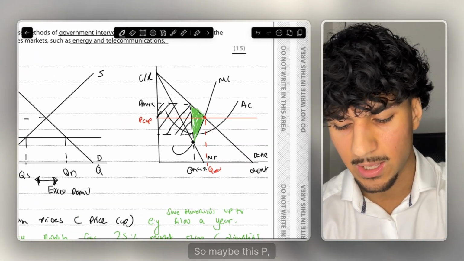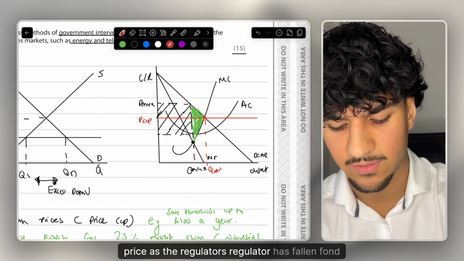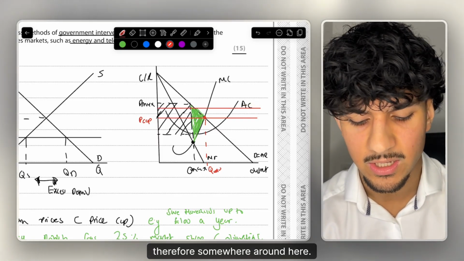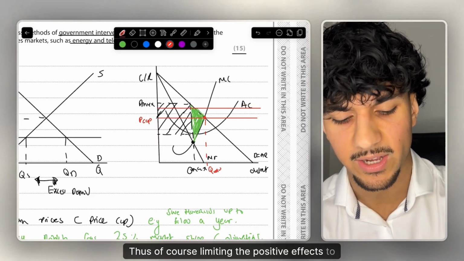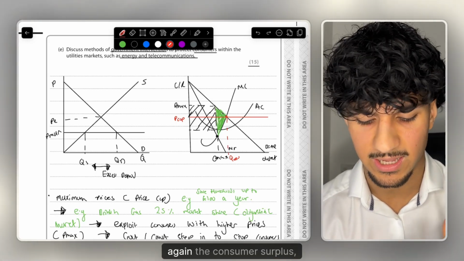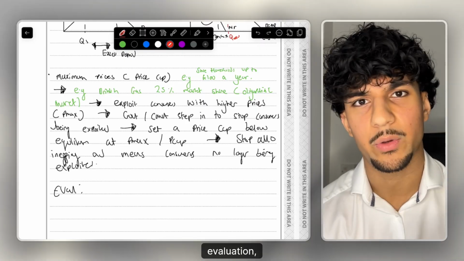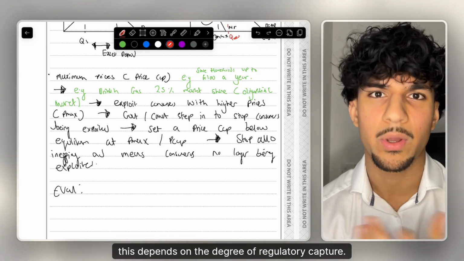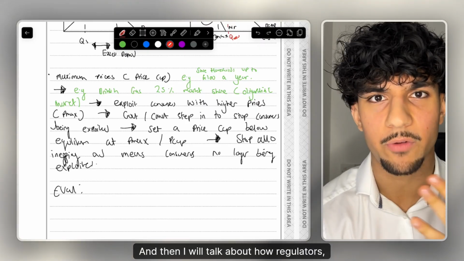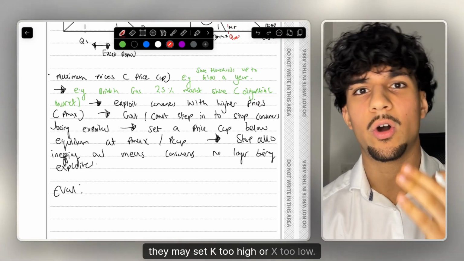So maybe this P cap here is not at the allocatively efficient price, as the regulator has grown fond of the firm, and therefore it is somewhere around here, thus of course limiting the positive effects to consumers, limiting the degree of allocative efficiency we gain, and the consumer surplus and consumer welfare that benefits. So the way I'd word it in evaluation is that this depends on the degree of regulatory capture, and then I will talk about how regulators, if they fall fond of the firms they are regulating, may set K too high or X too low.